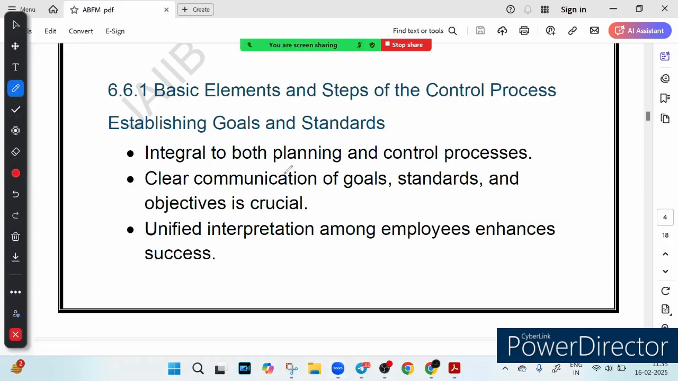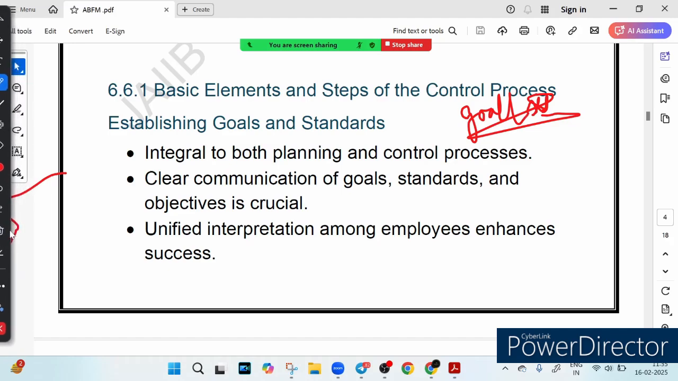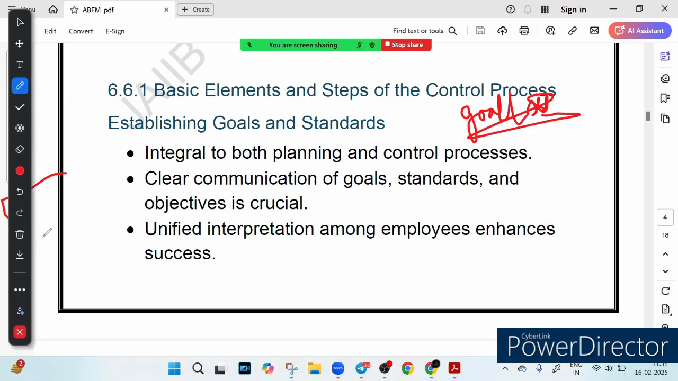First of all, you select your goal and you select your standard. That is the basic process, right? Why does it matter? Have you ever played a game without knowing the rules? It is impossible, right? The same goes for business. They need clear goals so that everyone knows what to achieve and how to measure success. This goal is very important.